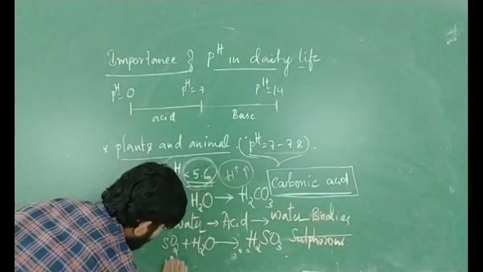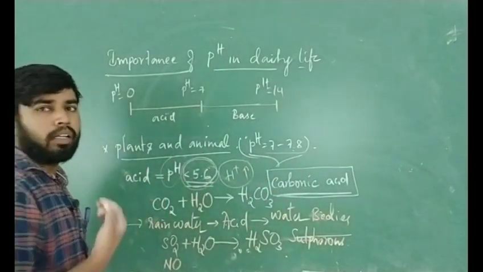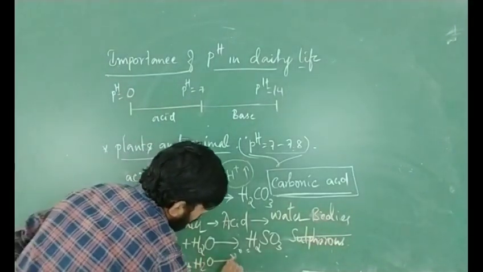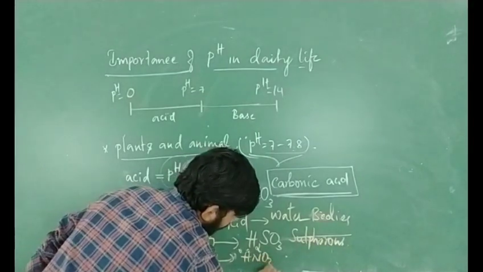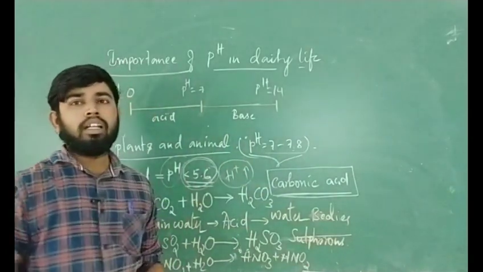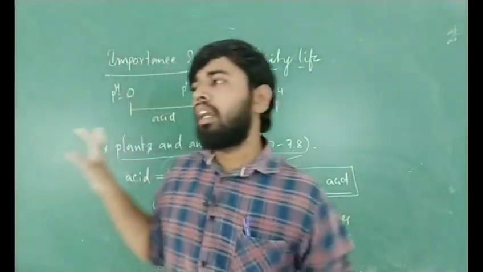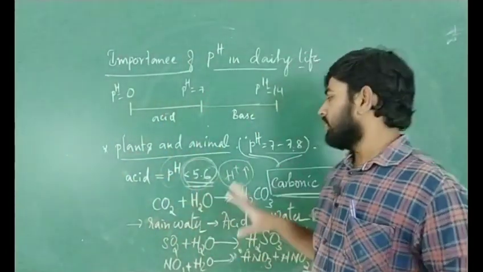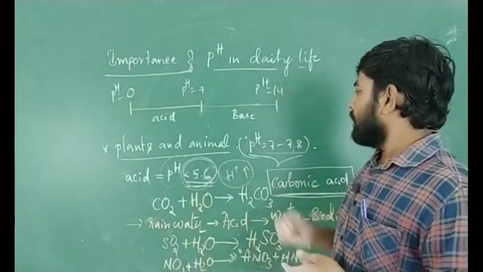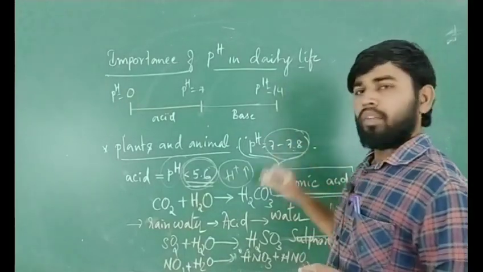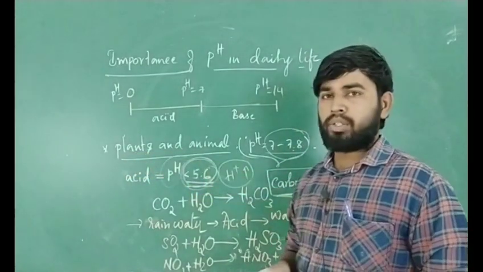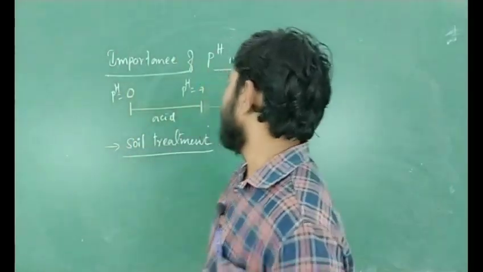Similarly, if you take nitrogen oxides, nitrogen monoxide, nitrogen dioxide, nitrous oxide, they will form acid rain, and they are going to form HNO3, or sometimes they are going to form HNO2 also. Nitric acid or nitrous acid, which again can create acid rain. Remember, this is an effect of acid rain. Okay, that's why pH should be between 7 to 7.8 for the normal survival of plants and animals. Okay. So next one, effect of pH on the soil.